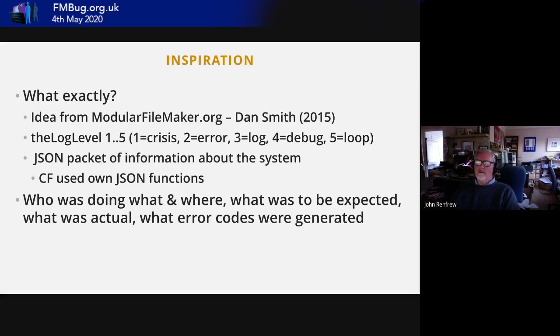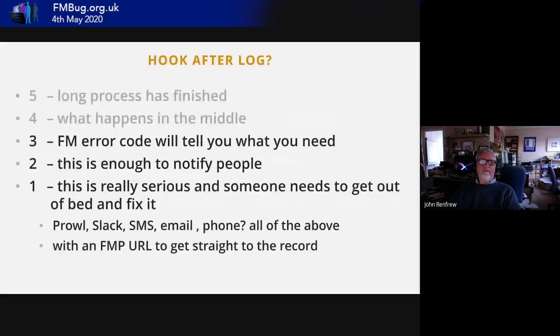But we're just asking the question, who was doing what, where, why? What do we think the expected result was? What was the actual result? And were there any error codes generated? But for me, I also consider, well, what do you do after that? It's not just about logging the actual event. And maybe at the low level, there's nothing that we really need to do afterwards. It's so that we as a developer can look at what happens in the loop. And in the middle, the error level there, maybe the FileMaker error code is telling us everything that we would need to know to do the investigation.